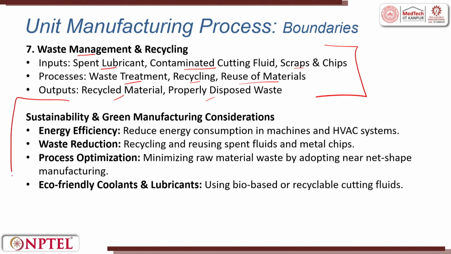So, sustainability and green manufacturing considerations, just to summarize: we have to focus upon energy efficiency, that is, reduce energy consumption in machines and heating ventilation systems. Then waste reduction, recycling and reusing spent fluids and metal chips. Then process optimization, that is, minimizing raw material waste by adopting near net shape manufacturing, and eco-friendly coolants and lubricants using bio-based or recycled cutting fluids. I'll focus on these in the next lecture when I talk about green machining.